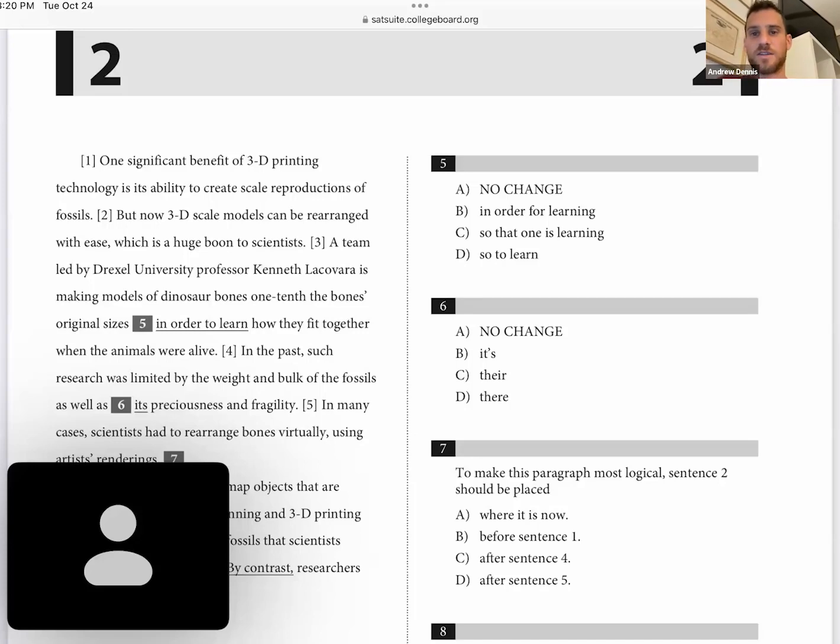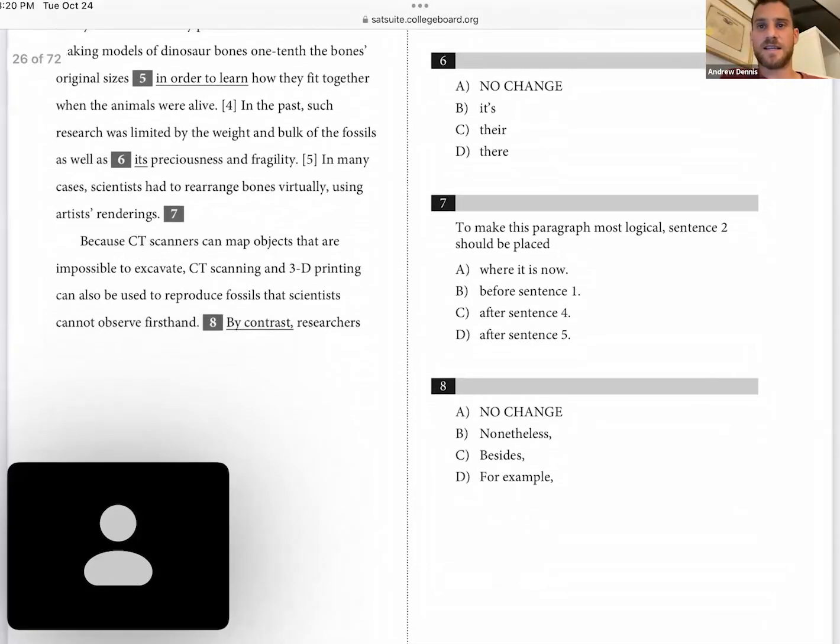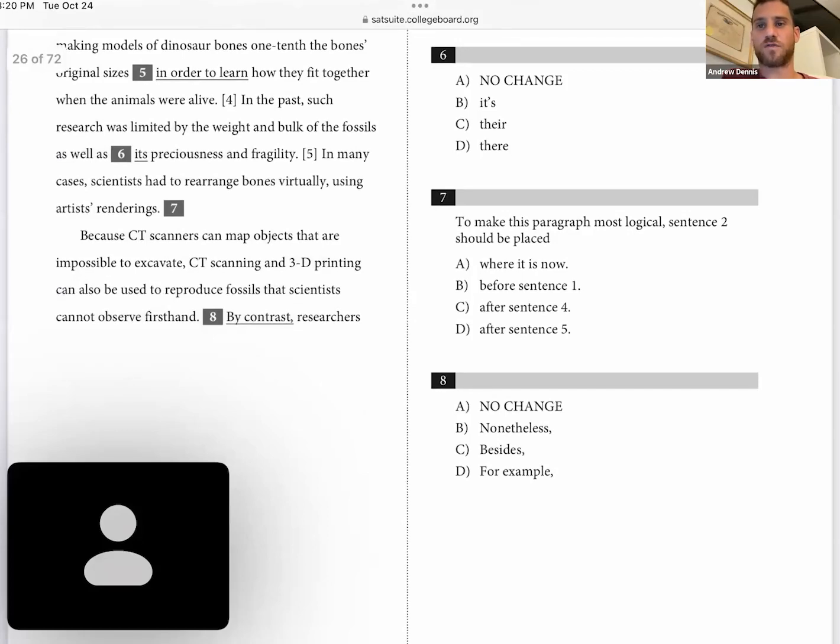In the past, such research was limited by the weight and bulk of the fossils, as well as their preciousness and fragility. In many cases, scientists had to rearrange bones virtually using artist renderings.